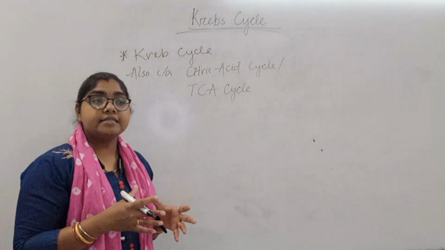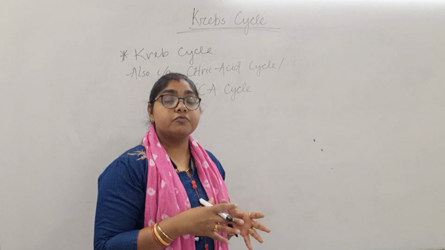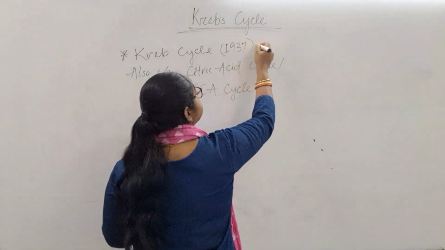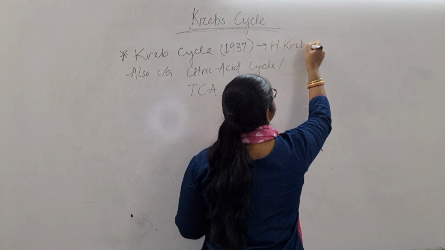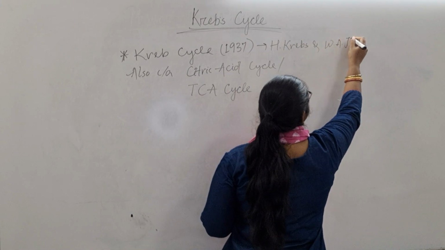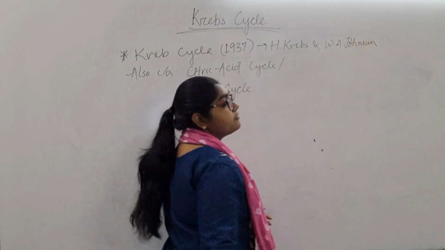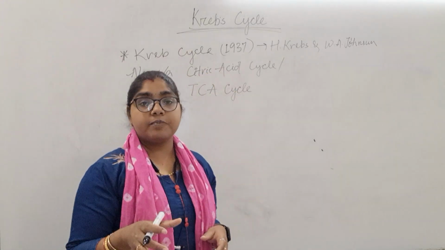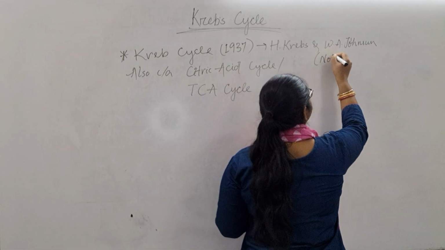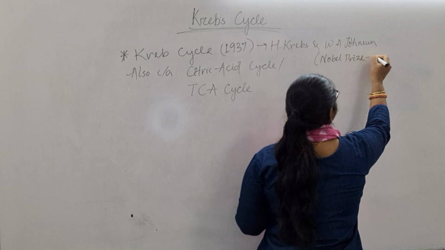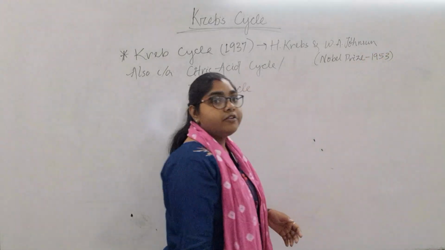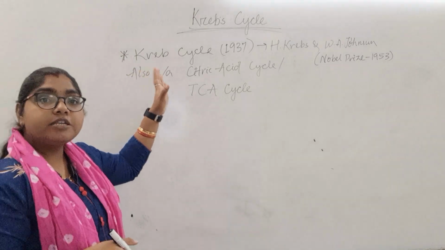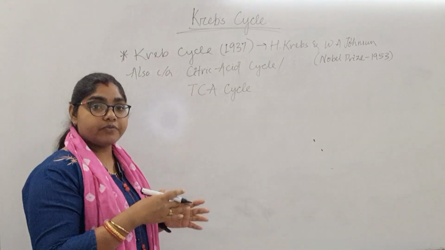Because Hans Adolf Krebs and William Arthur Johnson, in 1937, first identified this process, for which they received the Nobel Prize in the field of physiology or medicine in 1953. That's why it is known as the Krebs cycle, and also known as the citric acid or TCA cycle. Why it is called the citric acid cycle or TCA cycle, we will understand when we study the mechanism.